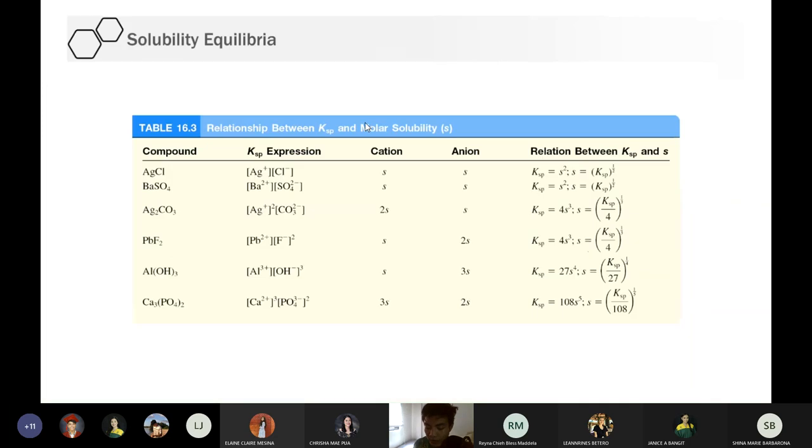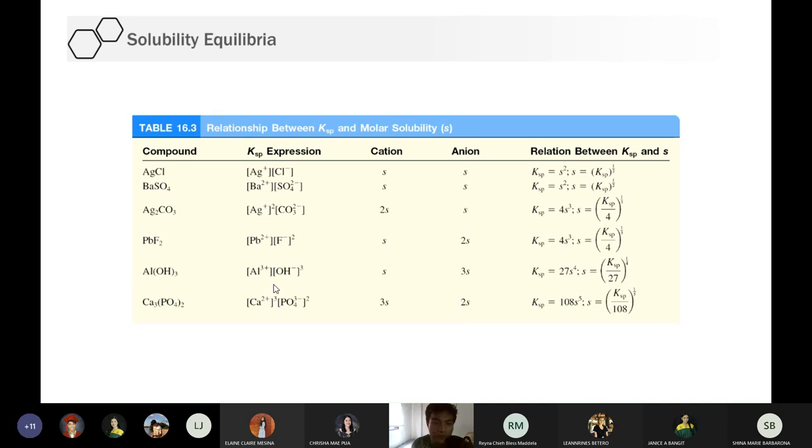So that is true for the ratio of your cation and anion being 1 to 3. So regardless kung sino yung 1, sino yung 3, as long as yun yung ratio nila, the molar solubility is just the fourth root of Ksp divided by 27. And paano naman kapag ang ratio nila ay 2 to 3, regardless kung sino sa cation, sino sa anion yung 2 at 3?